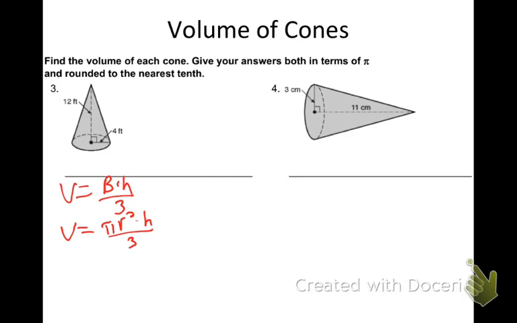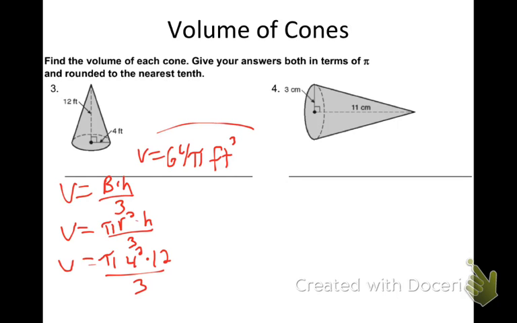What's my radius here, K? So I have pi 4 squared times, what's the height, K? Yes. What's the height? And I divide that by 3. So what's 4 squared? 4 squared gets me 16. 16 times 12 divided by 3. My volume comes out to be 64 pi feet cubed. Nice job.